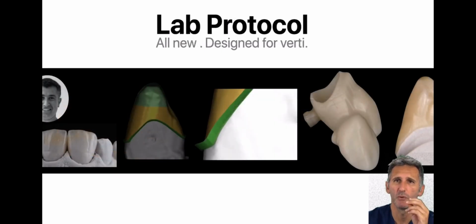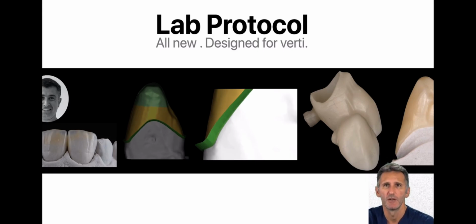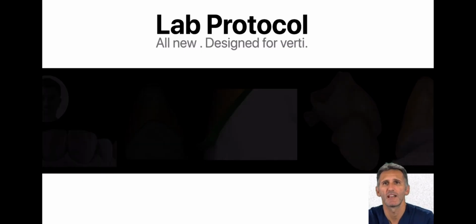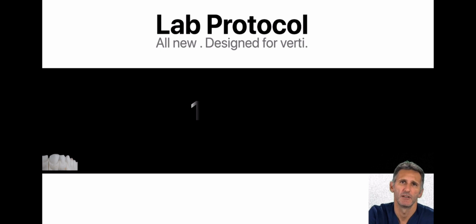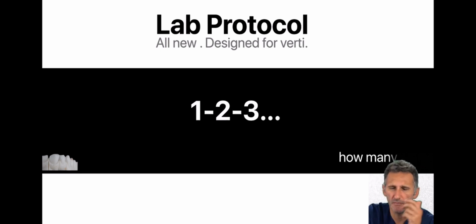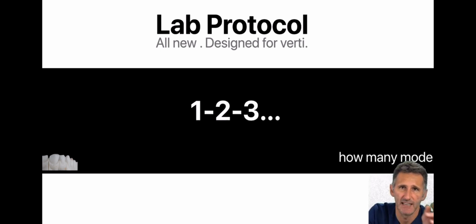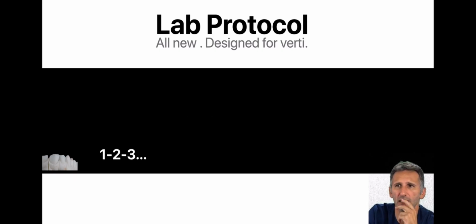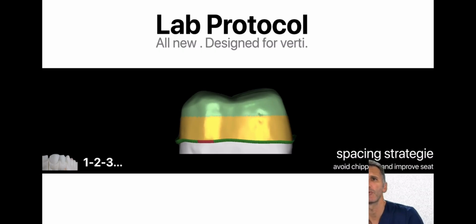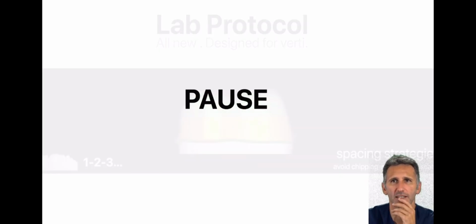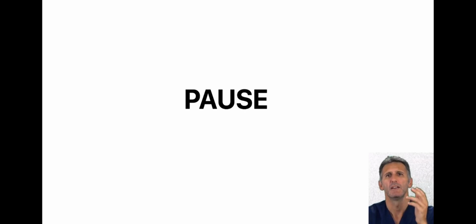And because working with this reduced thickness of the crown is quite challenging, we have developed a special protocol for the lab in order to manage vertical crowns. And we decided everything. We decided which kind of model, which kind of material. In this case, for example, this is a polyurethane material. We changed the spacing strategies in the CAD/CAM procedure in order to avoid chipping and improve seating. This is what we do.